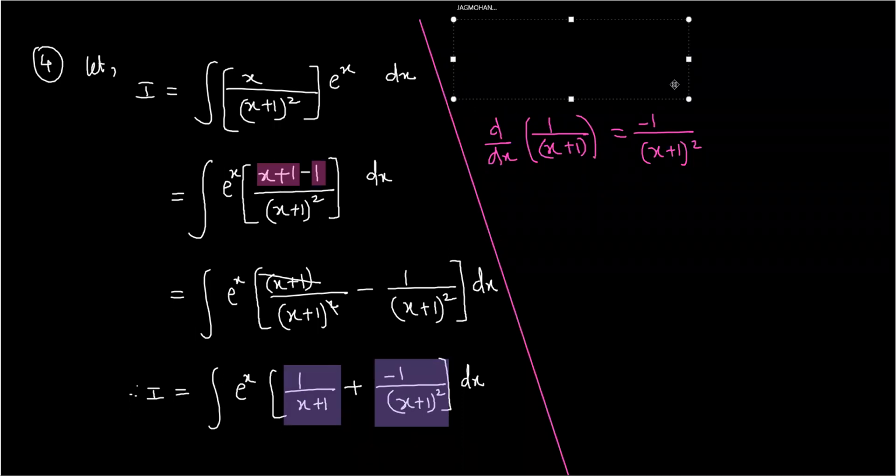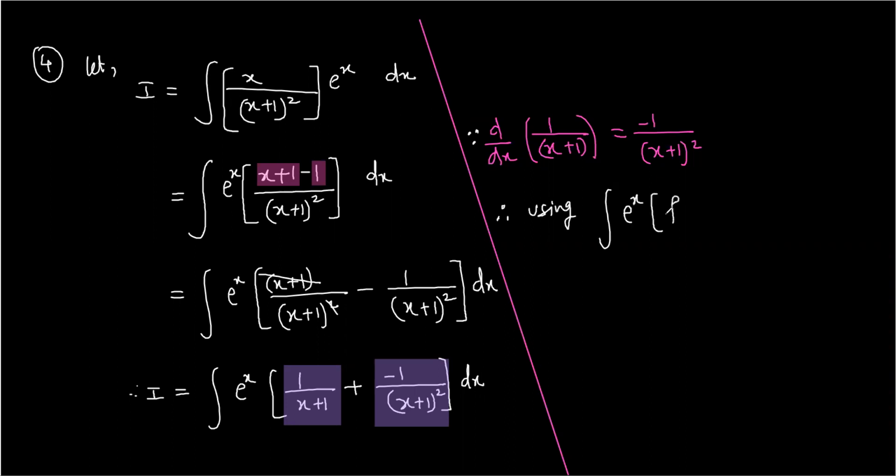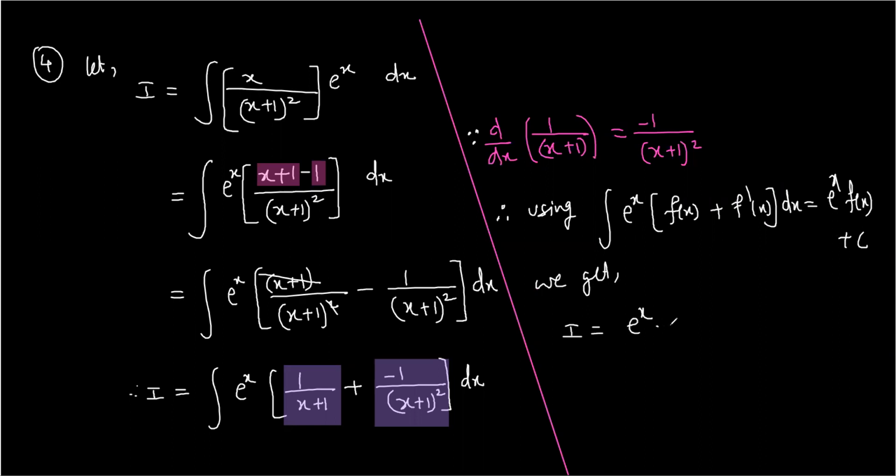Since d by dx of this is this, therefore using the result. What is the result? We use integral of e raised to x, f of x plus f dash x dx equals e raised to x, f of x plus c. What you get, students, is the answer I equals e raised to x into 1 upon x plus 1 plus c. That is, e raised to x upon x plus 1 plus c.